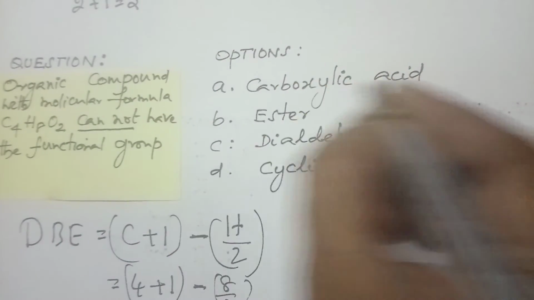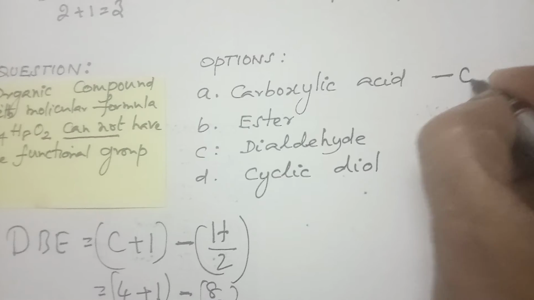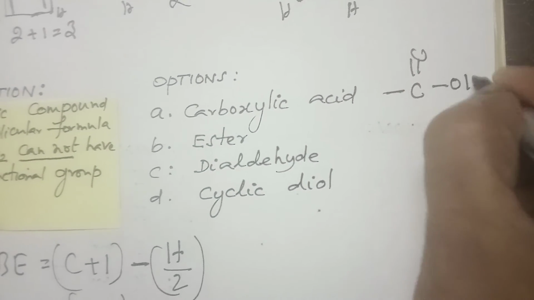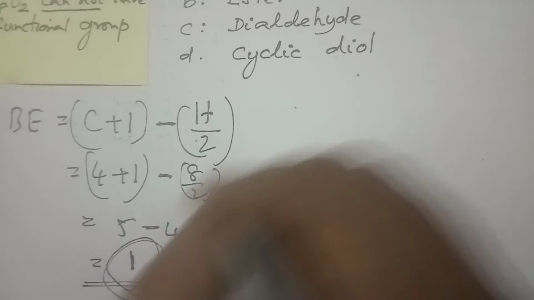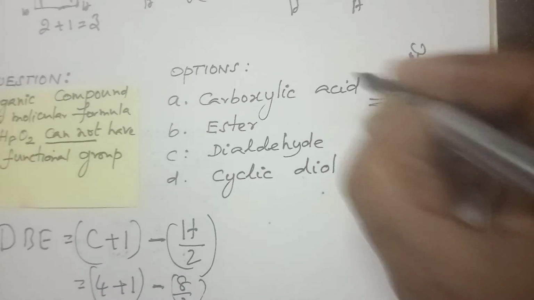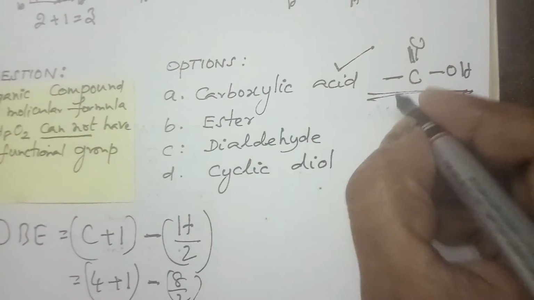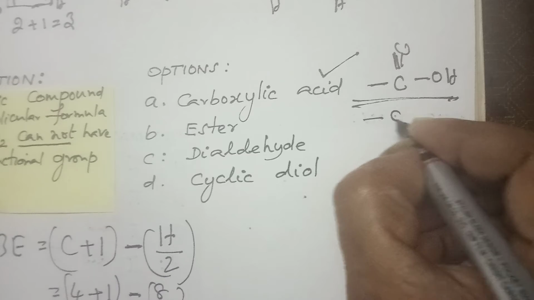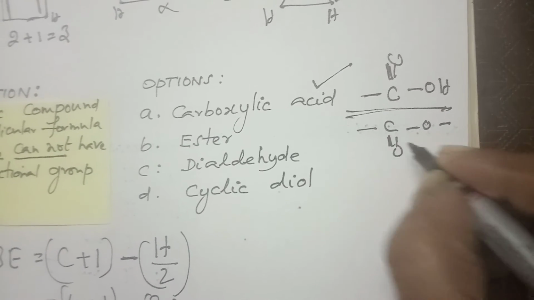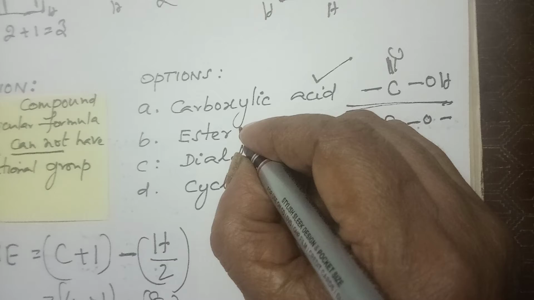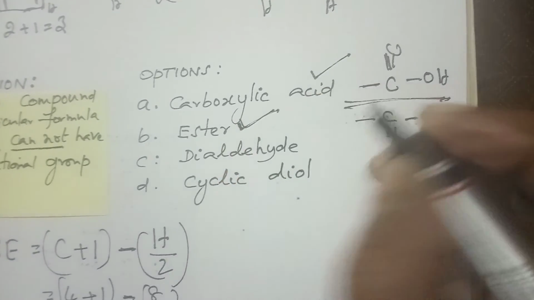Now let us go to the acid. Let me write the acid. You have the double bond in the functional group of acid, which is 1 pi bond. So this is possible. Now let us see the ester. Again the same functional group, with only one double bond. So ester is also possible as a functional isomer.